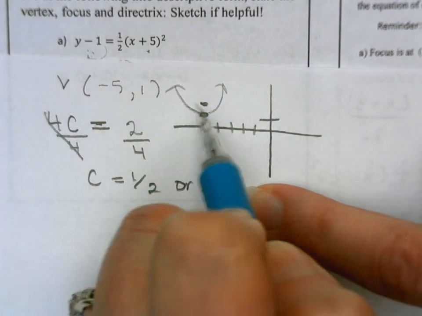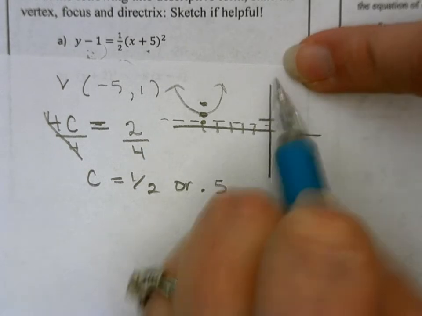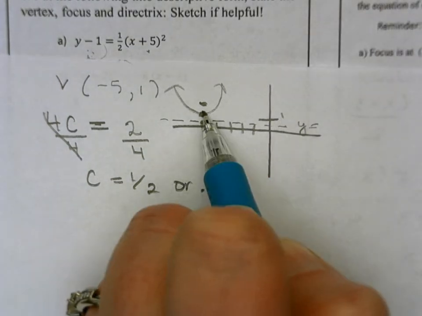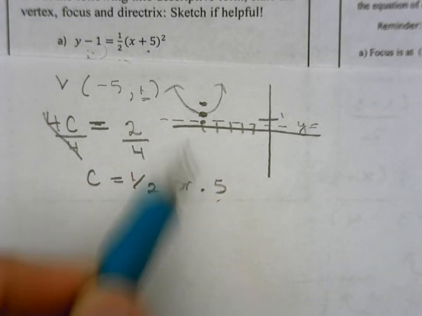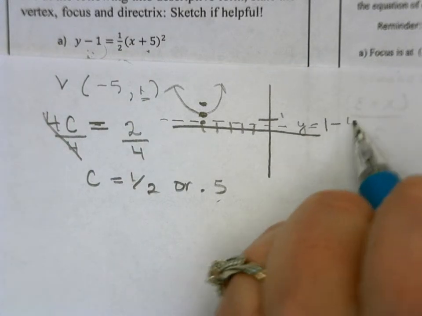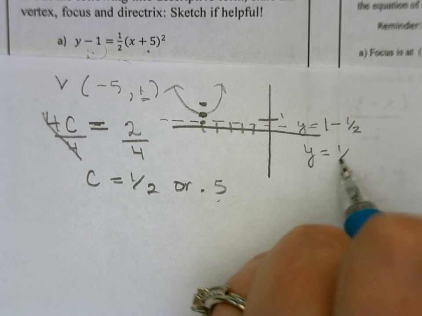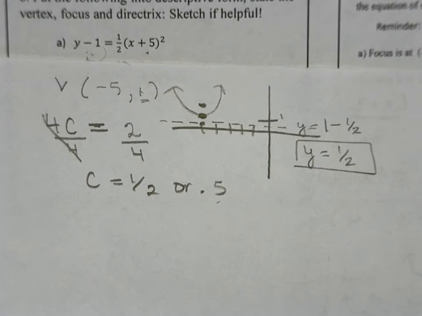And then the directrix is the line, and it's crossing the y-axis. So I was originally at 1, right? This was at 1, according to my vertex, and then I went down 1/2. So if I'm at 1 going down 1/2, my directrix would be y equals 1 minus 1/2 or 1/2. Same as 0.5, right? So either y equals 0.5 or y equals 1/2.